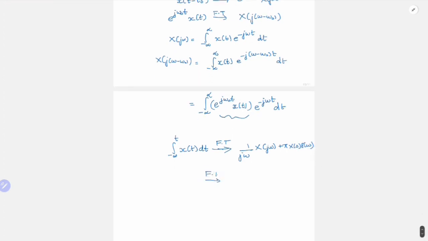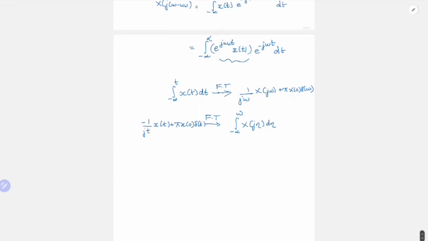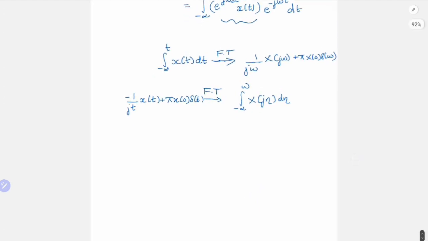Now if we have an integral in the frequency domain, of X of j omega d omega, right? This is again omega, so I'll take another variable here, eta, let's say. And this is omega. So what will I have here? So it is going to be minus 1 by jt x of t plus pi x of 0 delta of t. Again, this one you can directly derive, but this factor again comes from the complex integration. Okay. So this is with the duality property.